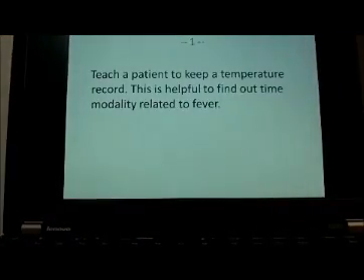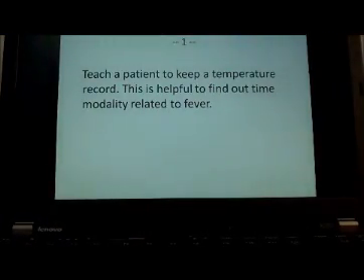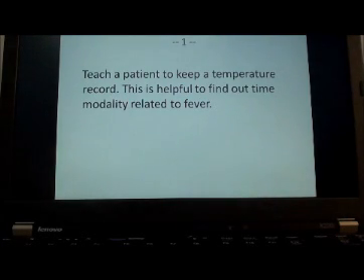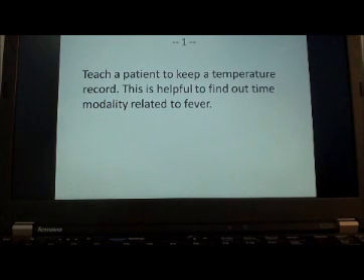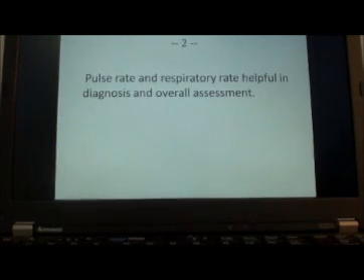Now these are the common types of fever we come across. I would like to remind you of certain points in treating cases of fever. Number 1, teach the patient to keep a temperature record. This is helpful to find out time modality related to fever. Number 2, pulse rate and respiratory rate are helpful in diagnosis and overall assessment.